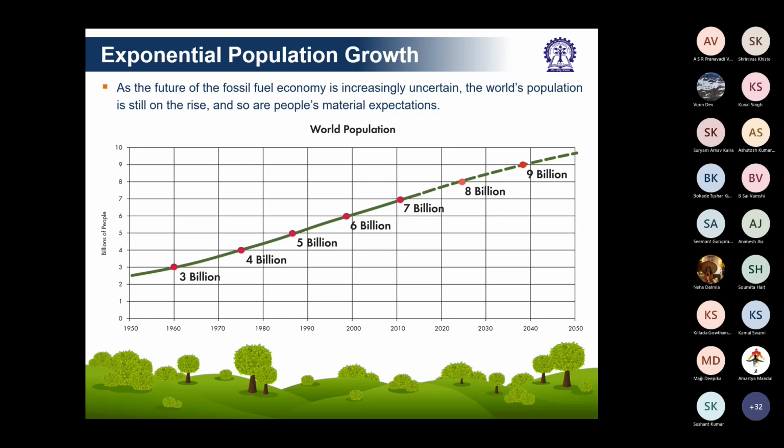So the exponential rate of population growth has actually declined to some extent since 1963, but even after that, each day we are adding an average of around 300,000 more people on the earth.